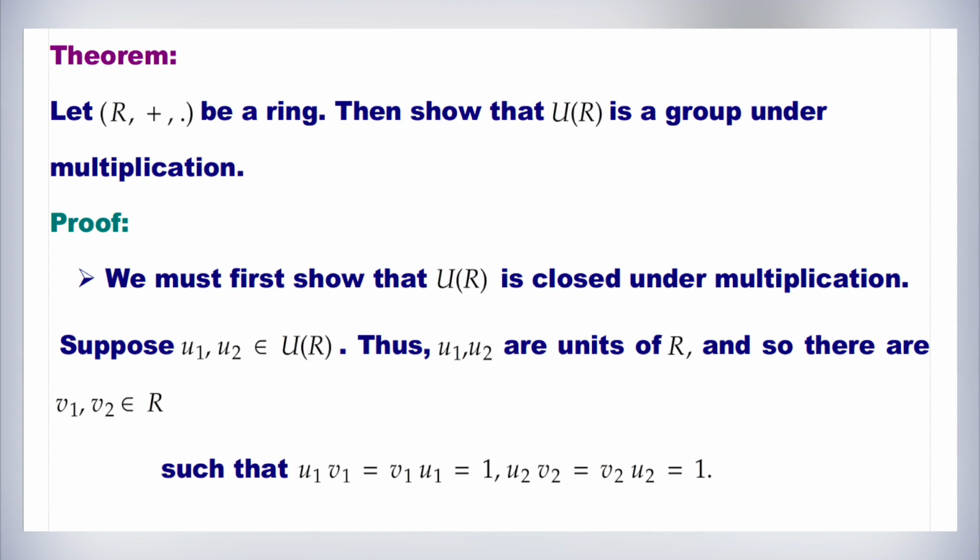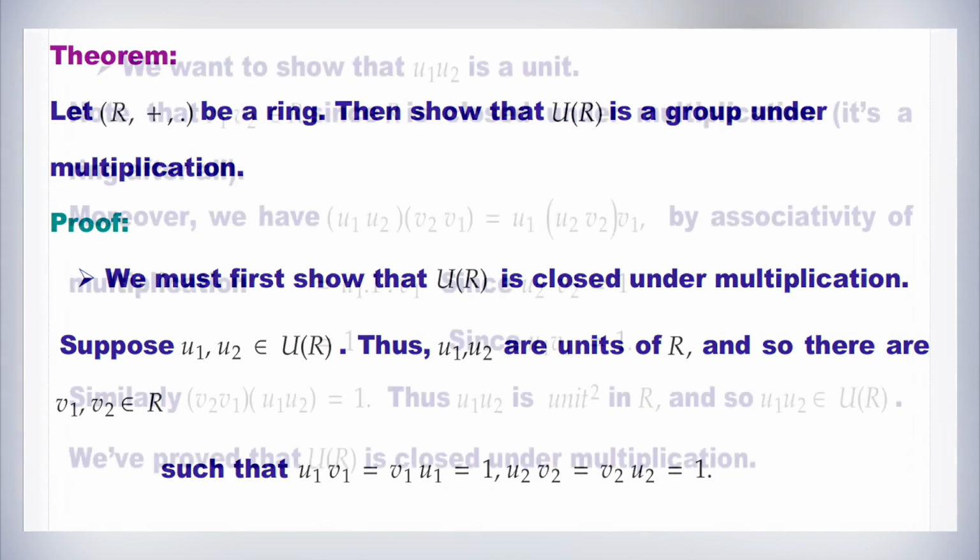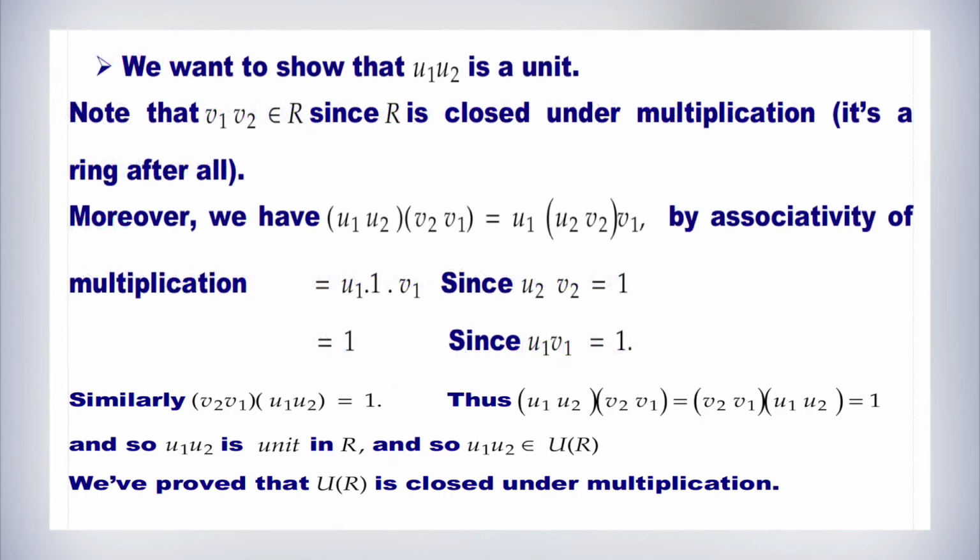Suppose u1 and u2 belong to U(R). Since u1 and u2 are units of R, there are v1 and v2 in R such that u1 v1 = v1 u1 = 1 and u2 v2 = v2 u2 = 1. We want to show that u1 u2 is a unit. Note that v1 v2 belongs to R, since R is closed under multiplication, it is a ring after all.